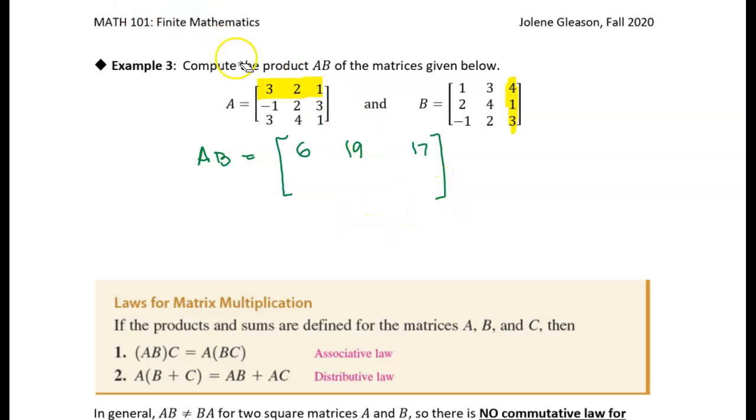Now I can move on to the second row. I'm going to multiply the second row times the first column. And so what do we got? We got -1 plus 4, that's a 3, minus 3 is 0. Okay, so we have a 0 right there. And then we move on to the second column. So we're in second row, second column. -3 plus 8 is 5, plus 6 is 11.